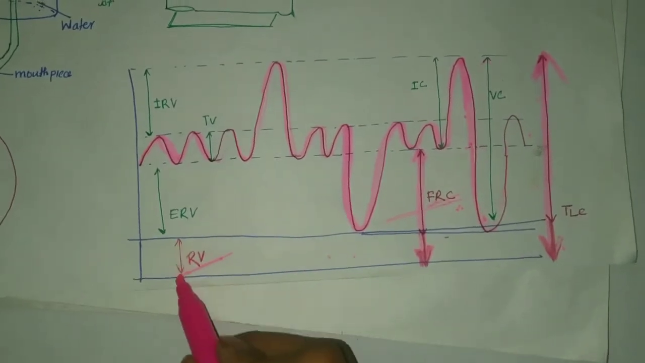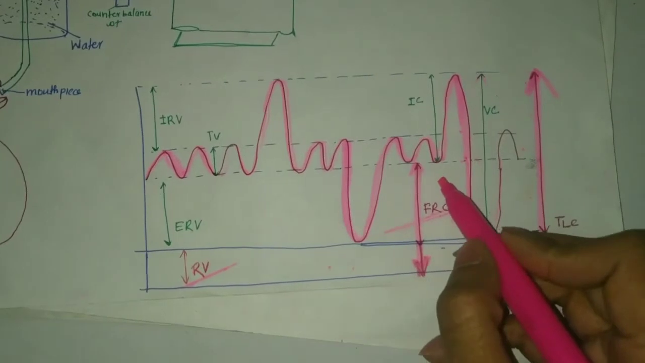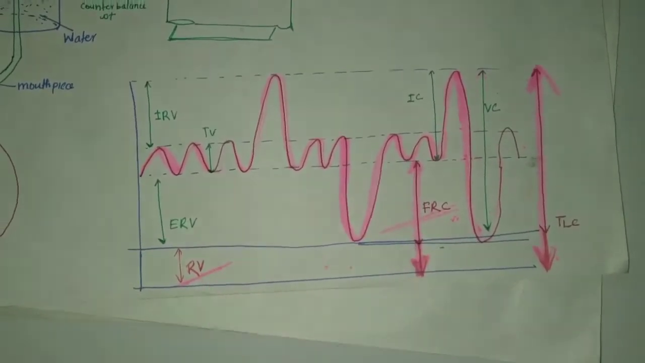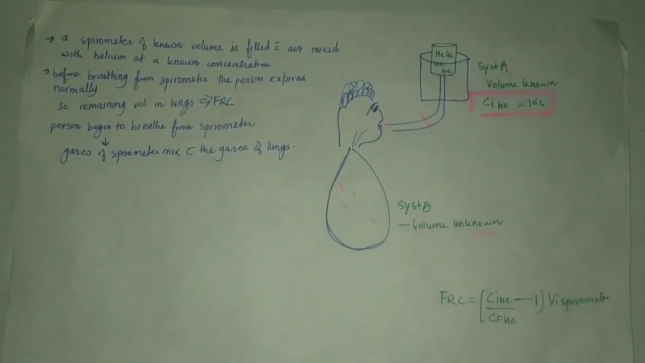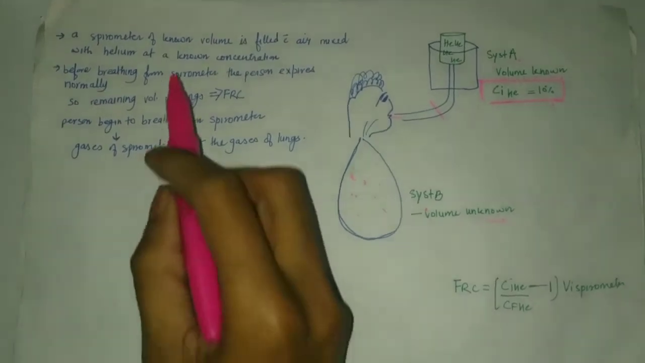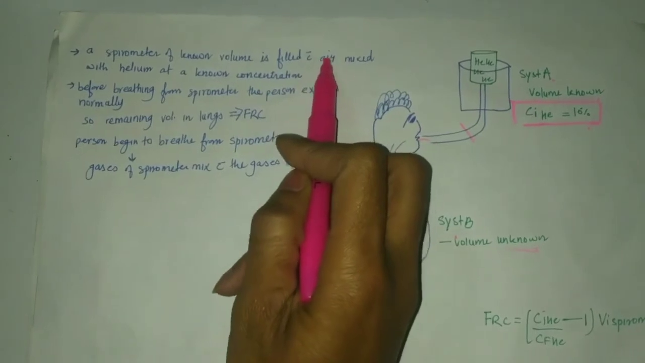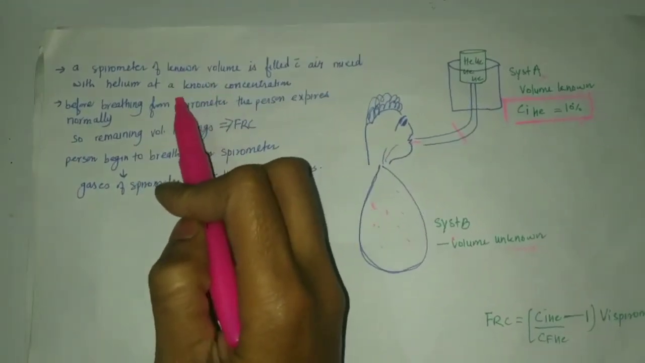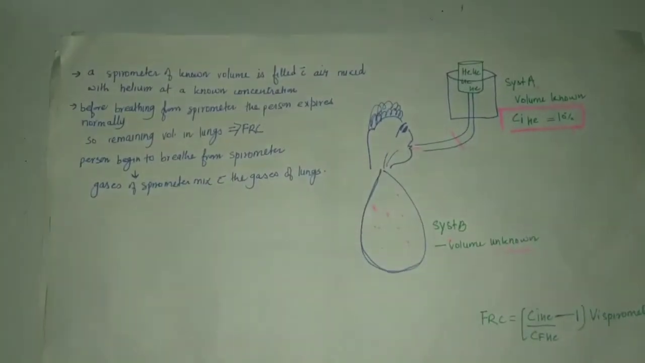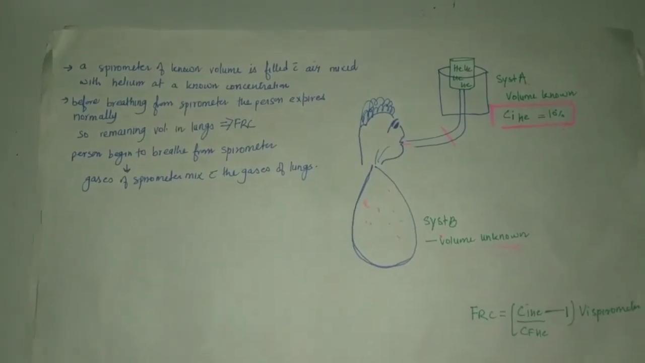But residual volume, since this air never goes out of the lung, and FRC, which has residual volume as a part, both of these cannot be determined by this method. So let's see the helium dilution method. In the helium dilution method, we have a spirometer of known volume which is filled with air, and that air is mixed with helium at a known concentration. Helium has a special purpose: it doesn't dissolve in blood. That's why we are using helium.